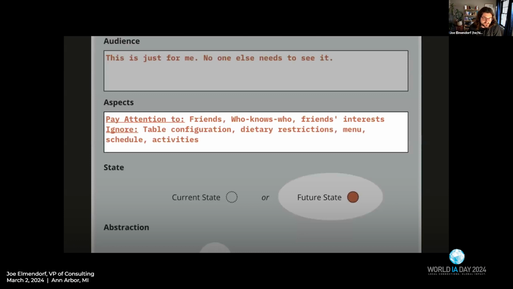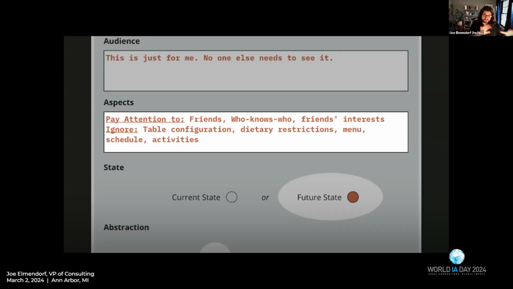So in this imaginary dinner party example, as I mentioned, there's a whole lot of things that eventually I'll have to consider for this party. I can clearly see what is in and what is out based on what I need to communicate.